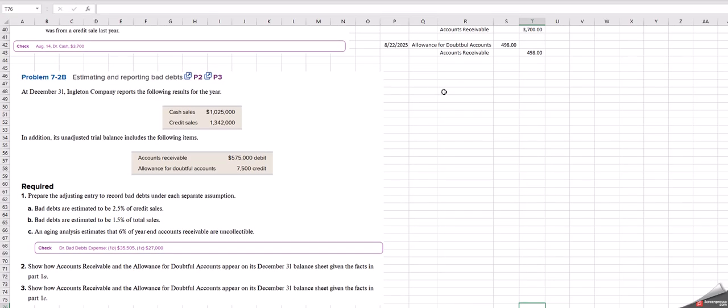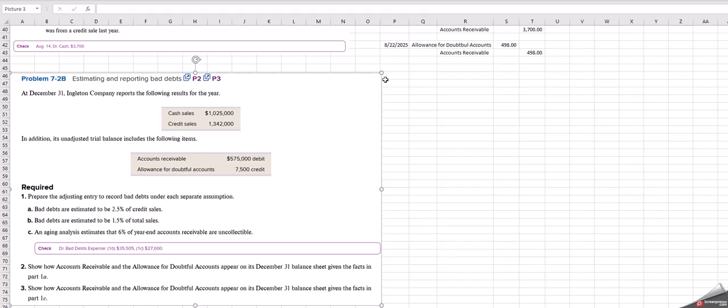Okay. Then we go down to problem 2B, where we are estimating our bad debt. So I think I'll just come over here to the side. So we have number 1, prepare the adjusting entry to record the bad debts under each of the following situations. Let me see if I can just shrink that a little bit. Okay. So again, all of these, if we're doing our bad debt, they're all going to be at year end. So that will be the date that we would do it.